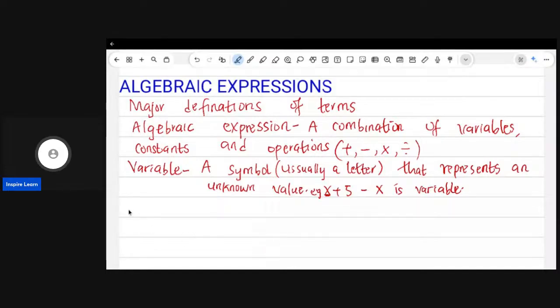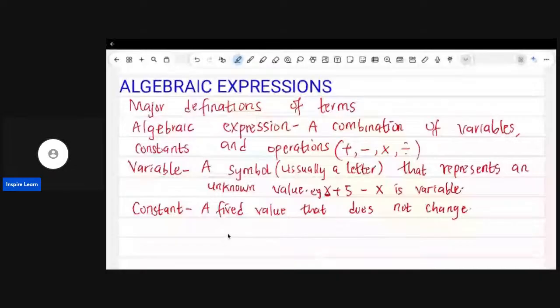Then the other term we're going to define is a constant. What a constant is. We say that a constant is a fixed value that does not change. For example, if we have the same example, x plus 5, we'll say that 5 is a constant.